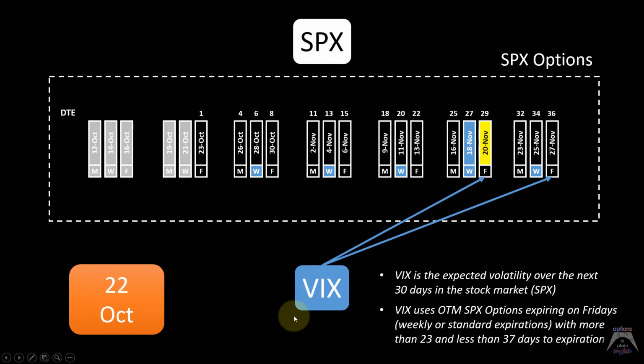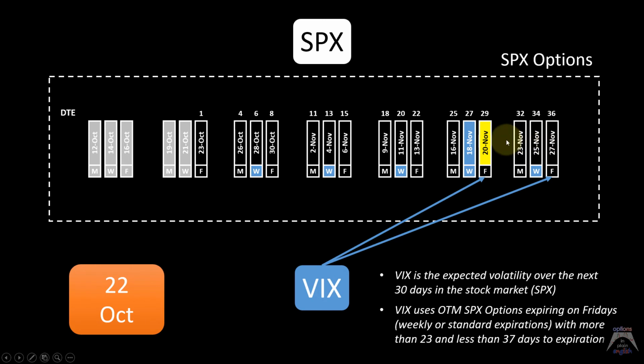Now next day, you no longer have this one available because it expired. Now on October 22nd, you calculate VIX the same way you did. Now instead of 30 and 37 days, you have 29 and 36, and so on. And so the cycle continues.